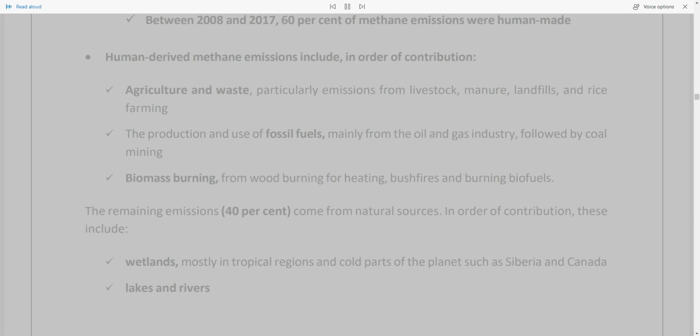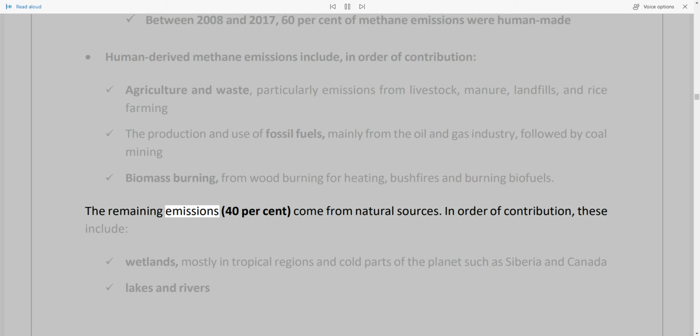Between 2008 and 2017, 60% of methane emissions were human-made. Human-derived methane emissions include, in order of contribution, agriculture and waste, particularly emissions from livestock, manure, landfills, and rice farming. The production and use of fossil fuels, mainly from the oil and gas industry, followed by coal mining. Biomass burning, from wood burning for heating, bushfires, and burning biofuels.